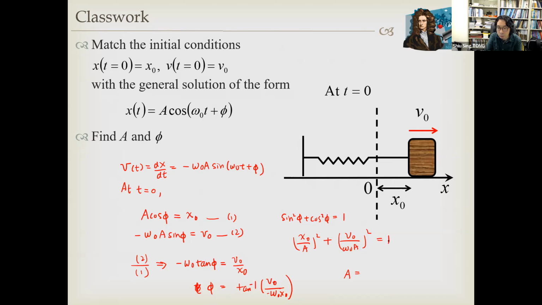I move the A to this side and take a square root, and I find that A is equal to the square root of X naught square plus V naught square divided by omega naught square. So this is my answer.